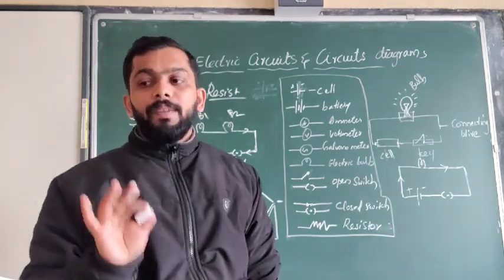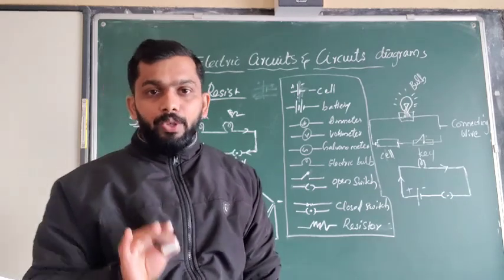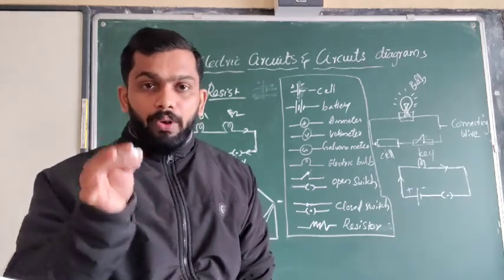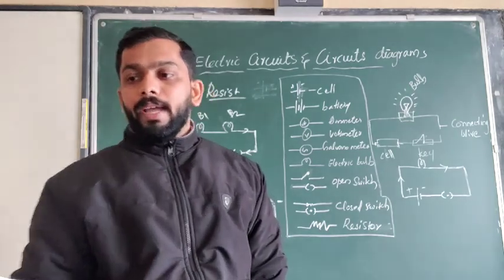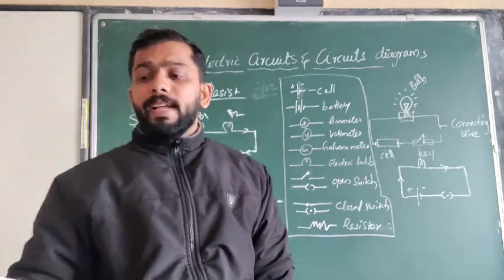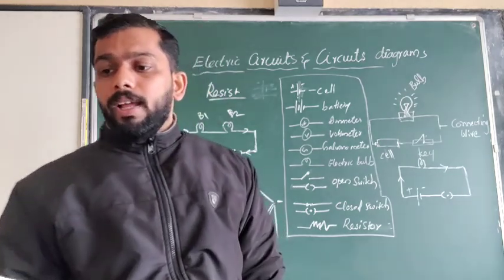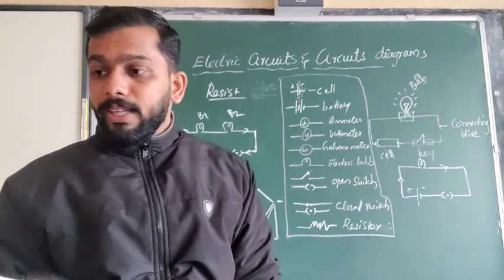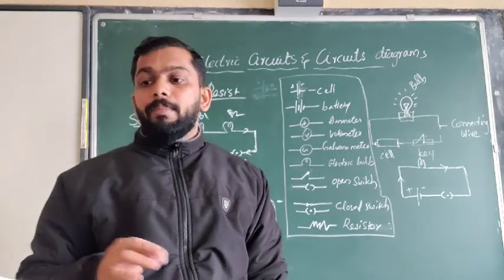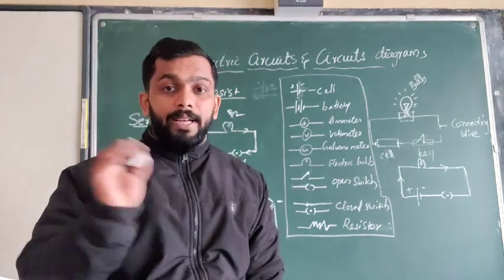What is resistance? The property of a material due to which it opposes the flow of current through it is called resistance. Depending upon the nature of the material, different substances offer different resistance and can be classified as conductors and insulators.